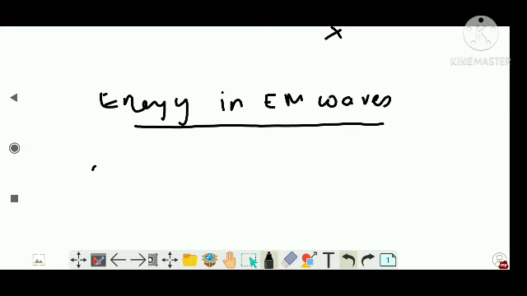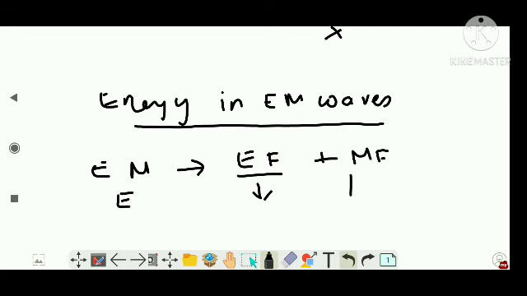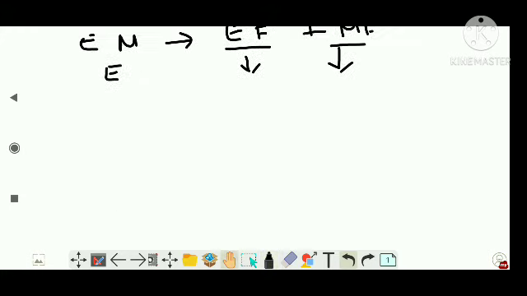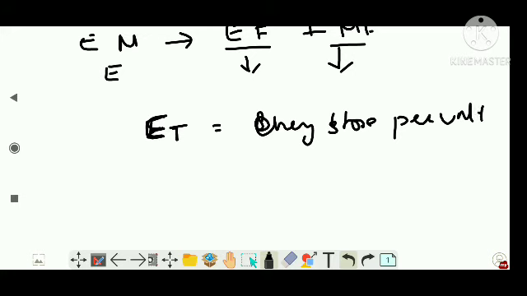Now electromagnetic waves are a combination of electric field waves and magnetic field waves, right? So the electromagnetic wave's total energy will be a contribution from both the electric as well as the magnetic field, right? So let us consider, let the energy stored per unit volume of an electromagnetic wave, I'm going to write it as ET. ET is the energy stored per unit volume.